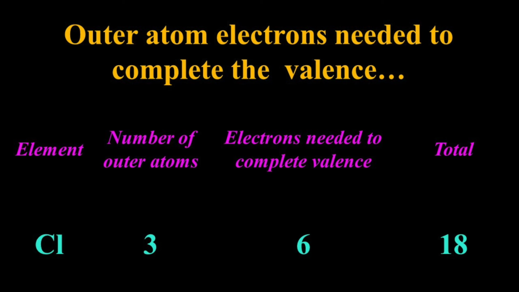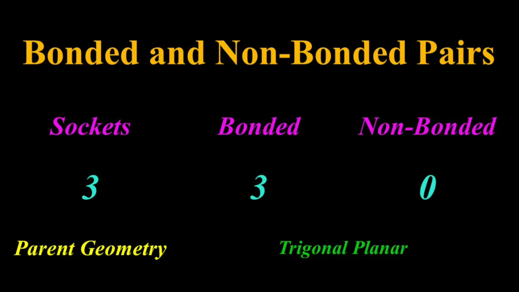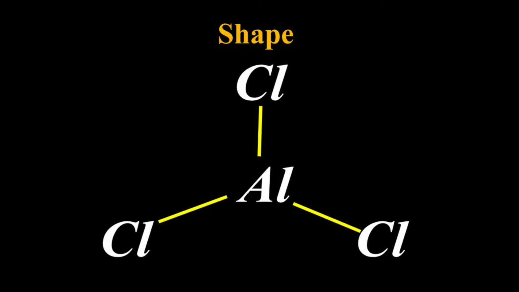So I have 3 outer chlorine atoms. Each needs 6 electrons to complete the valence. That's 18. So that's going to be subtracted from 24 along with the 6 bonded electrons. That's going to give me 0. So that will give me 3 sockets, 3 bonded, 0 non-bonded. Remember, the parent geometry is going to be trigonal planar. So that's the shape.